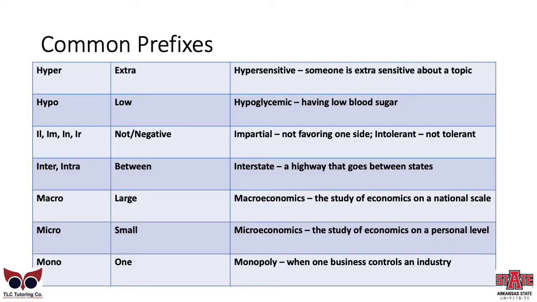Hyper means extra. If someone is hypersensitive, they are extra sensitive about a particular topic. Hypo means low. If someone is hypoglycemic, it means they have low blood sugar. Notice that there are several prefixes for not or negative. Il, im, in, and ir. If someone is impartial, they are not favoring one side. If someone is intolerant, they are not tolerant.